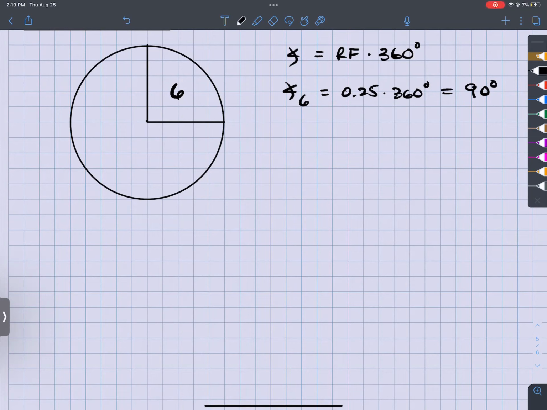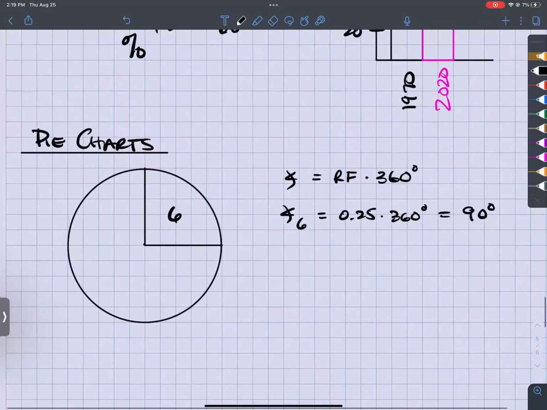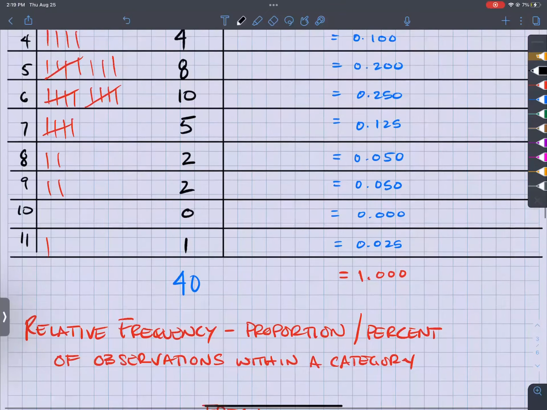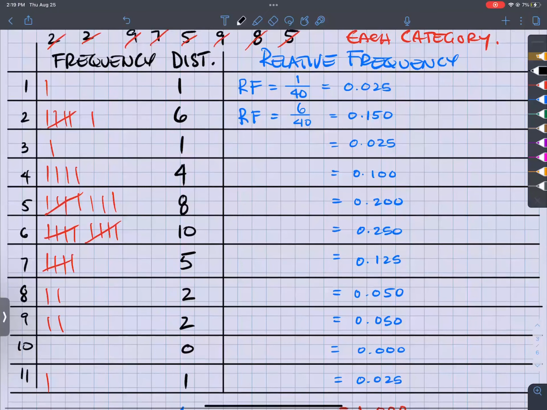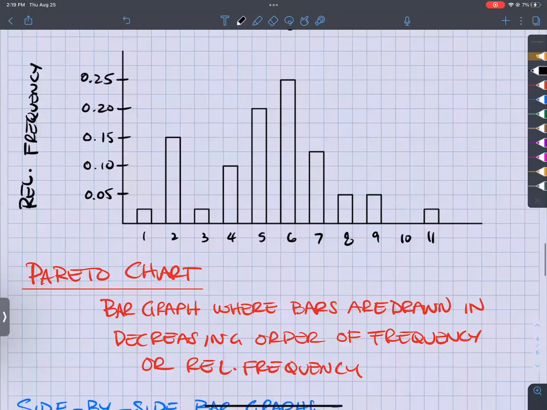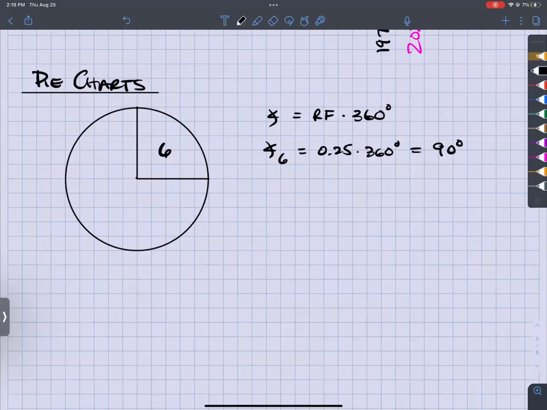Does that make sense? So you would do exactly the same thing for the other categories to get the rest, right? So that means the 5 must mean it's going to be 45 degrees. The 4 would be 36 degrees. Okay, good talk. I'll move on now. You guys are killing.